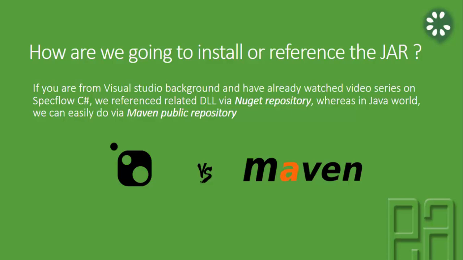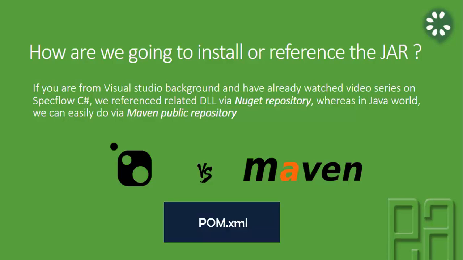They also have a different repository which stores all the jar files, but Java has many different ways of referencing jar files. You can publicly download the jar files from the website and add them as a reference as you do in C#. But the Maven public repository is very, very cool, and many people are using it. It's a very plain, simple file, which is called the POM file.